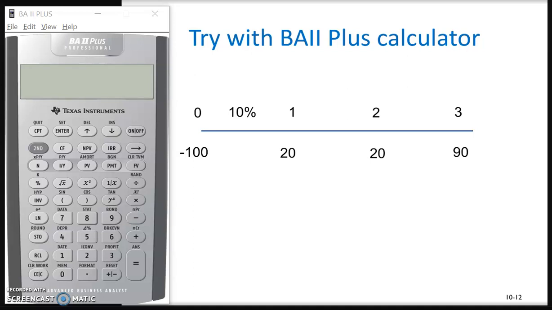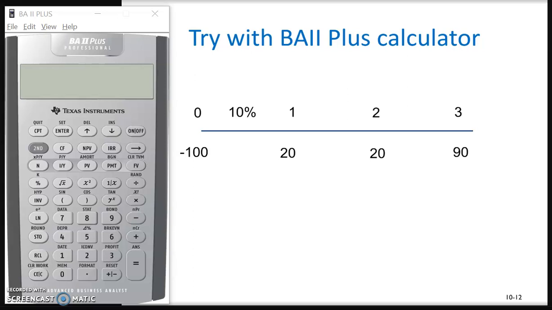Let's use a financial calculator to calculate the net present value of the given set of cash flows. At time period t equal to 0, we have an investment or an outflow of $100. At time periods 1 and 2, cash inflows of $20, and at time period t equal to 3, a cash inflow of $90. Given a cost of capital or discount rate of 10%, what is the net present value?